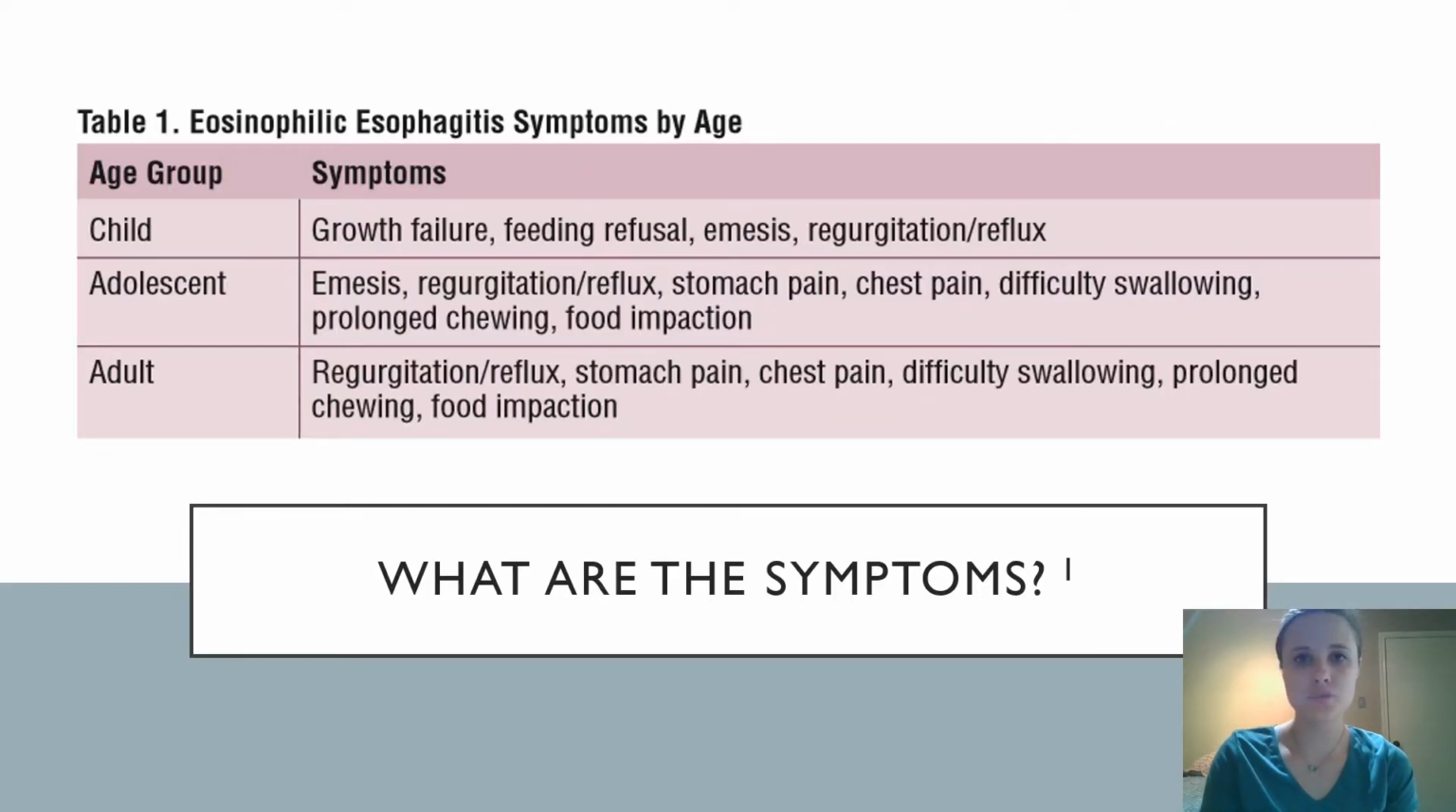So these food triggers can cause an array of symptoms, including growth failure, feeding refusal, vomiting or reflux, chest pain, difficulty swallowing, food impaction, which is actually where the food gets stuck, or prolonged chewing in adults. And so really what we're going to want to do is manage these symptoms so that they subside and your child has a better quality of life.